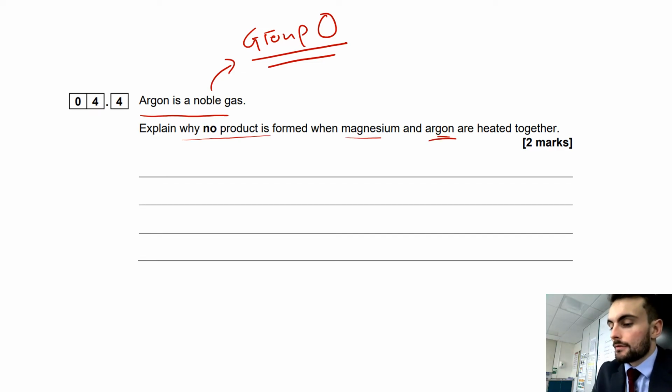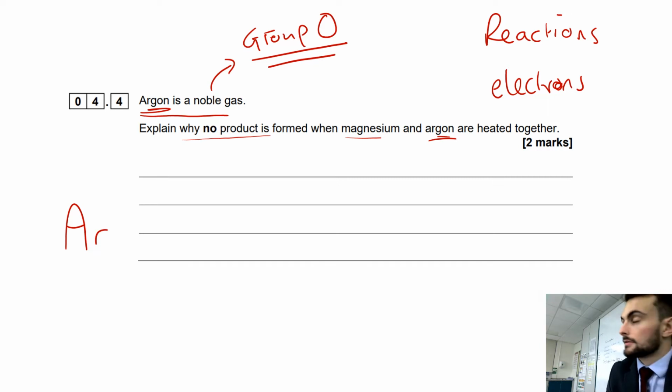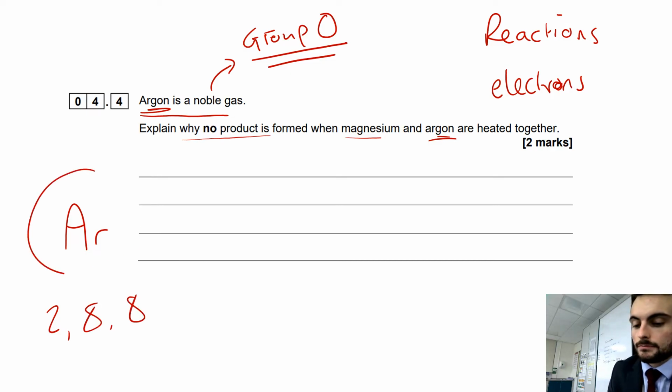Well, remember, if we are talking about chemical reactions, we are always talking about electrons. Something's happening with electrons when this happens. So there's an exchange, there's a sharing, something's going on. First off, if we draw the electron structure of argon, I'm not going to do the full thing, but you've got 2 on the first shell, 8 on the second shell, 8 on the third. Okay, I'll just do the outer shell.